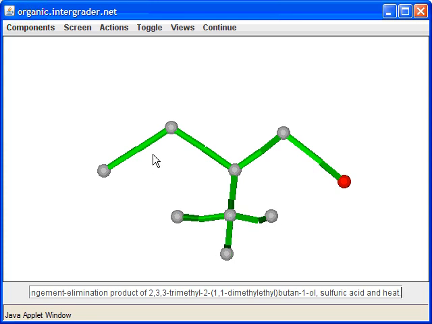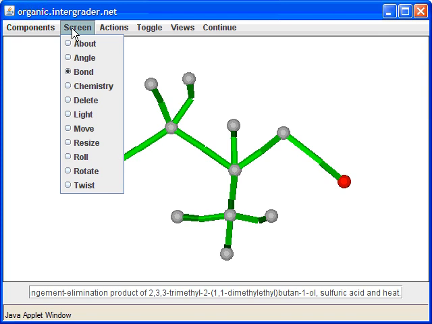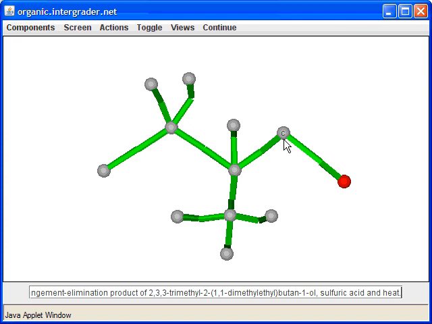At the 2 position, we have another methyl group. At the 3 position, we have 2 other methyl groups. So now we have to decide, should we shift over one of these T-butyl groups or the methyl? And remember, it's tertiary over secondary, secondary over primary. So without putting all the components in there, I'll go ahead and remove this, because that's what we're going to do eventually.